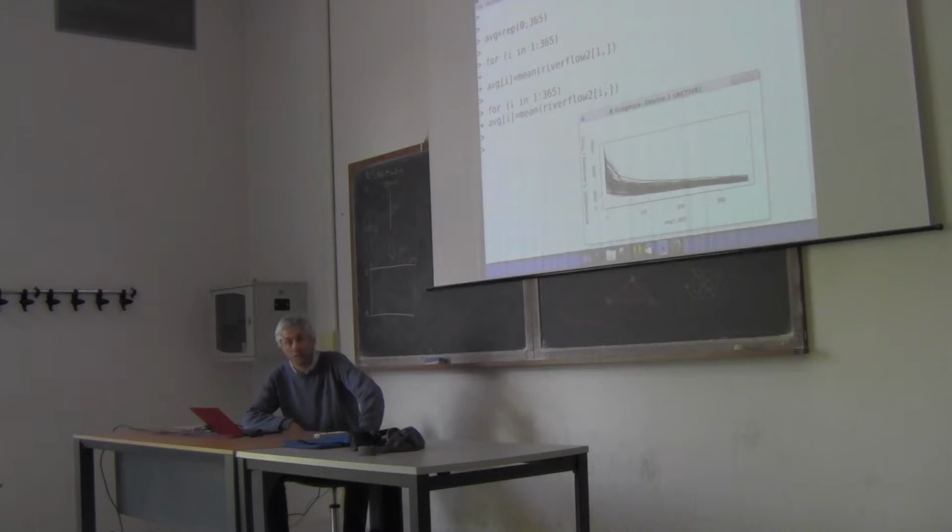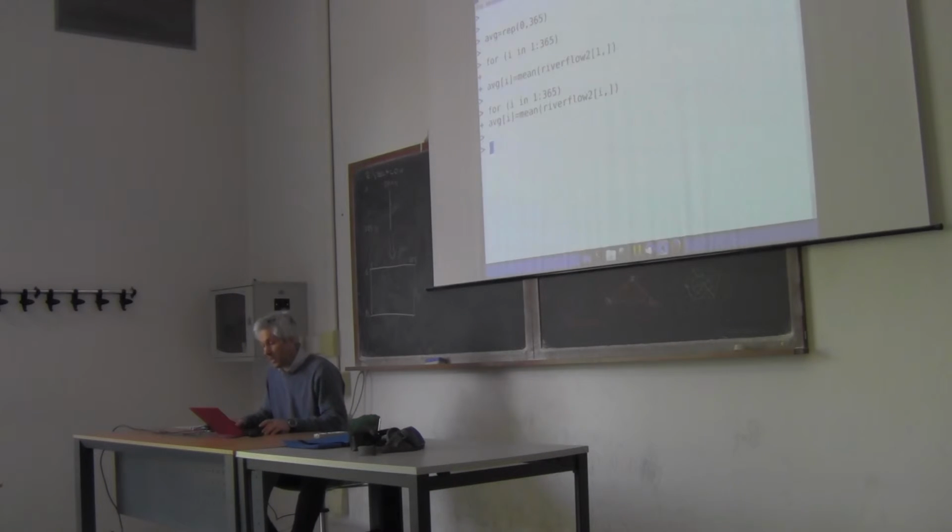Now I have to plot this vector on the graph. Okay, let's plot the vector on the graph. Lines, sequence from 1 to 365, the vector, and let's say line width equal 3, color equal red.